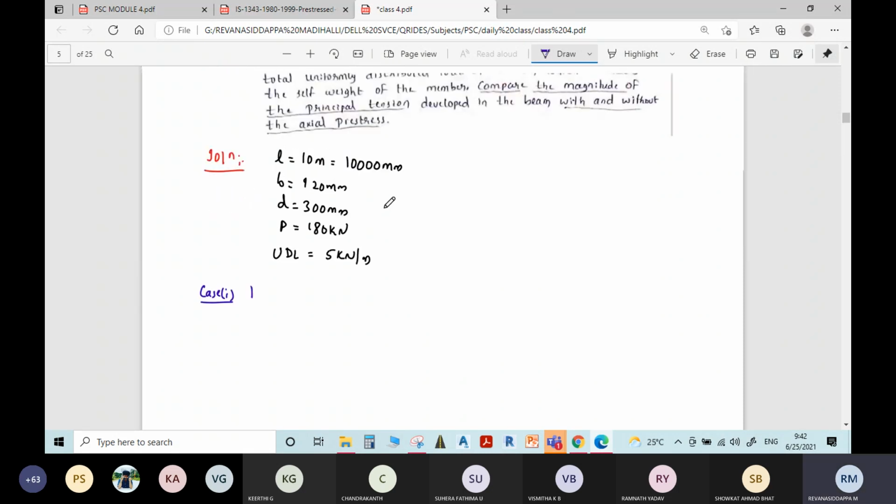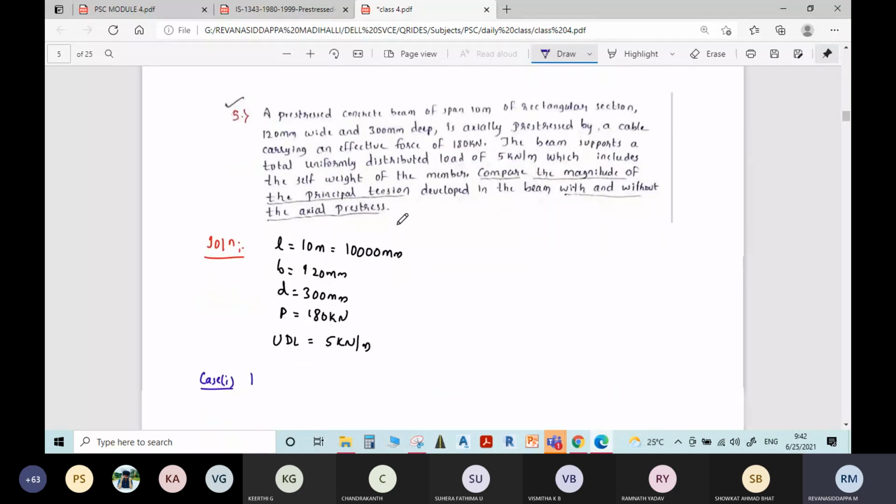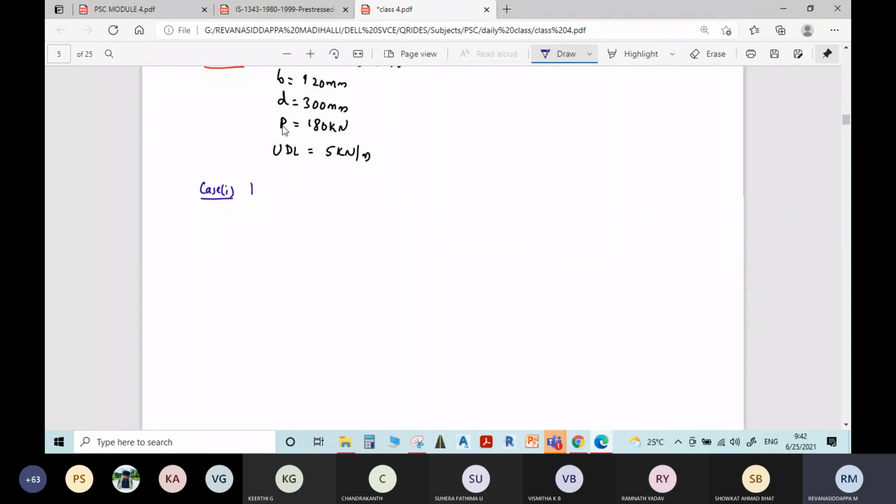Again, in the principal stresses, what he particularly told is principal tension. That only I'll take here. Principal tension with axial pressures. With axial pressures. We know the formula.